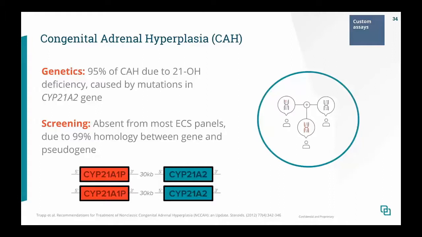The reason for that is right next to the gene, there is a pseudogene that's 99% identical, but is no longer functional. So if you have a mutation in the pseudogene, you're not a carrier, but if you have a mutation in the gene, you are a carrier. And it's very difficult to determine using standard sequencing methods if that mutation is in the gene or in the pseudogene.